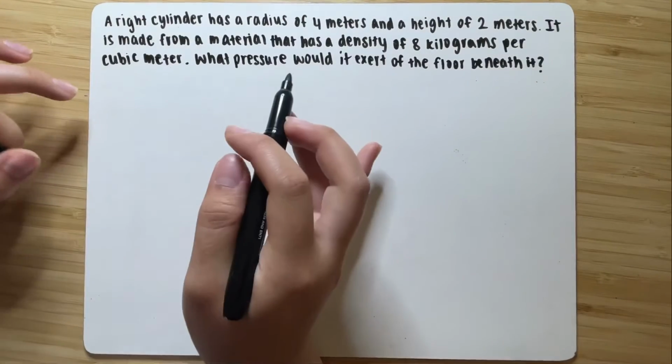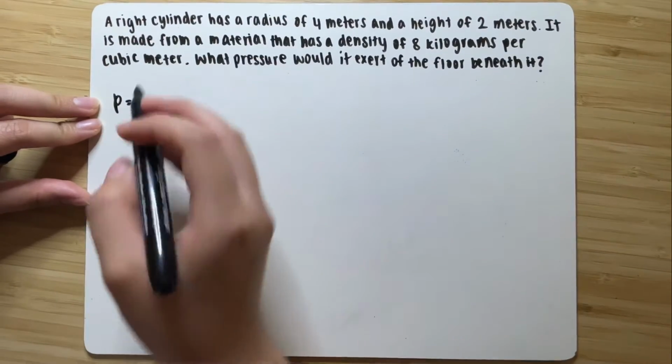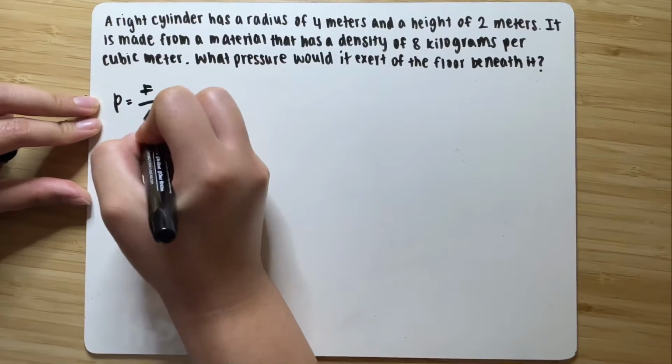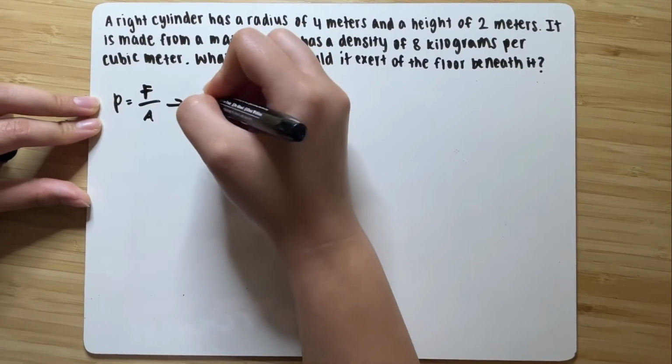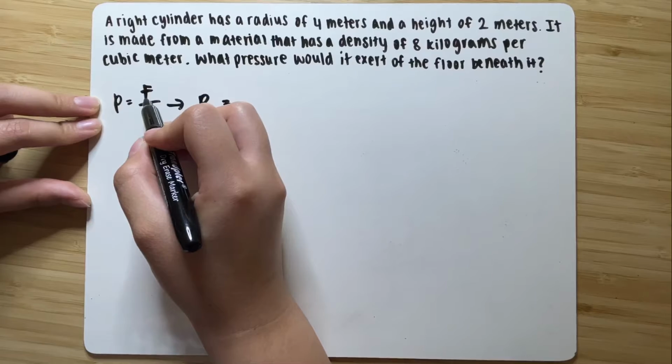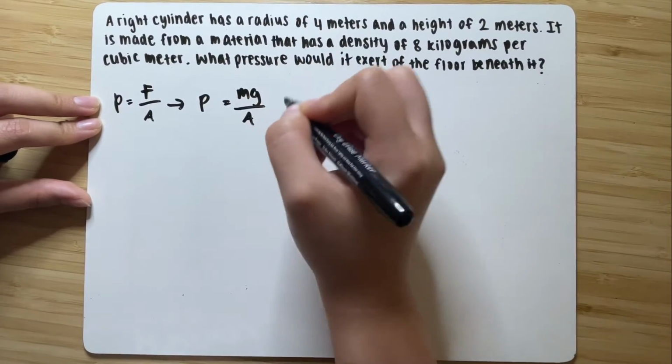Okay, so we're working with pressure in this problem, therefore we need to remember the formula for pressure, which is pressure is equal to force over area. But we can derive this formula to be equal to pressure equals, force is the same thing as mass times gravity, so mass times gravity over area.